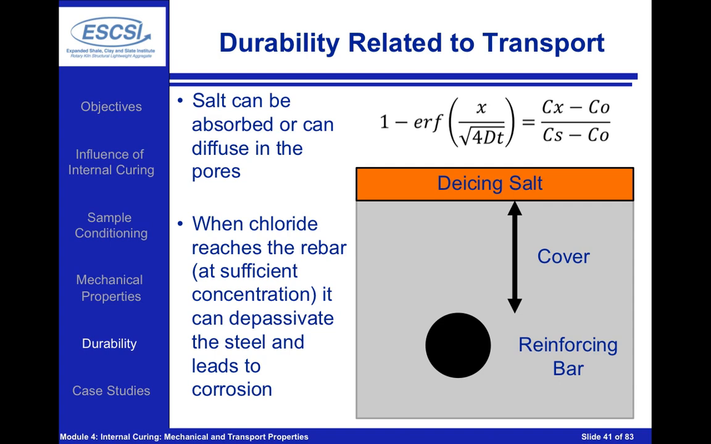And one way to account for this diffusion process is to use Fick's second law, or the error function approximation of Fick's second law, which is shown on the top of the slide here. But the basic idea that we're trying to do with this is calculate how long it takes the salt, the chloride ions from the salt, to move through the cover of concrete and to reach the reinforcing bar, where at a sufficient concentration, those chloride ions will help to depassivate the steel and lead to corrosion.